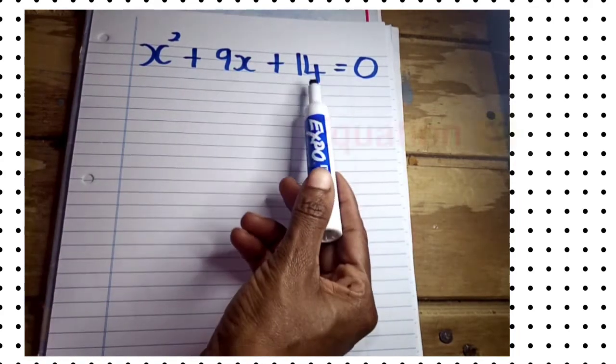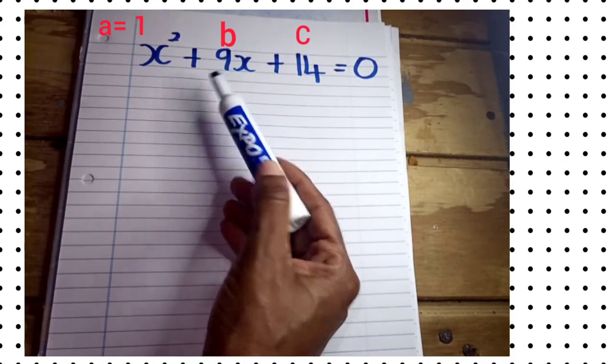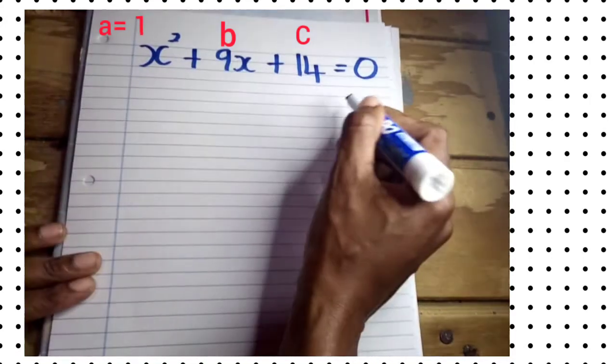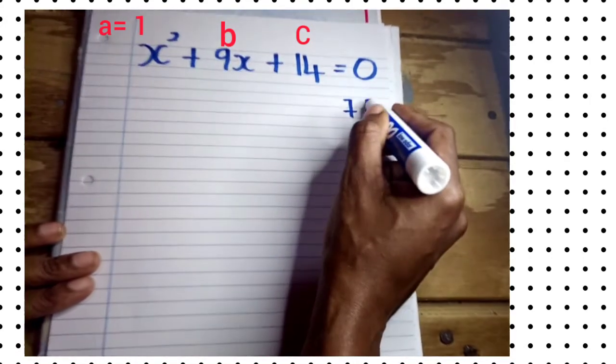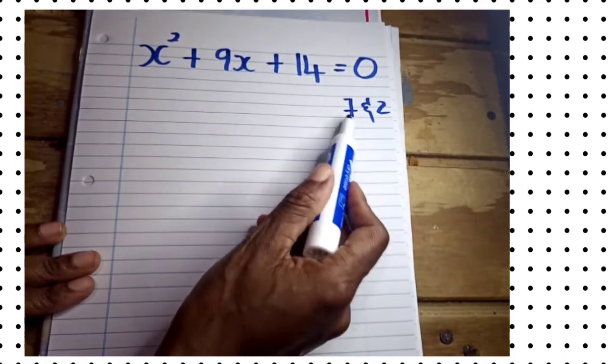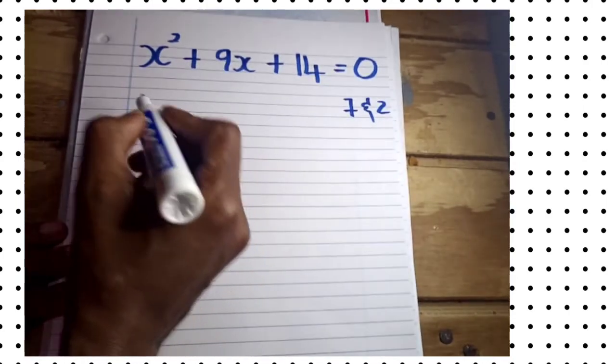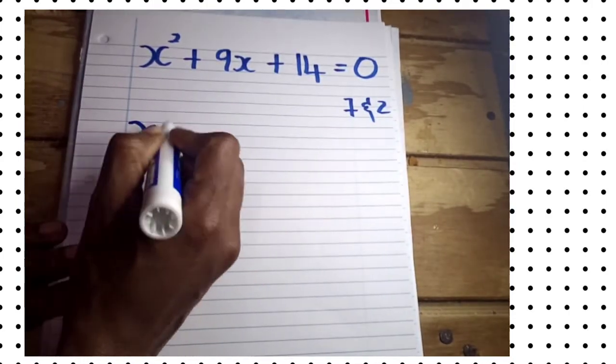Now look at this expression. The C is 14, B is 9. We need two numbers. When we multiply them, we get 14. Add them, we get 9. So of course, it is 7 and 2. So you know your answer is going to be x plus 7, x plus 2, since A is 1. But let's work it out.